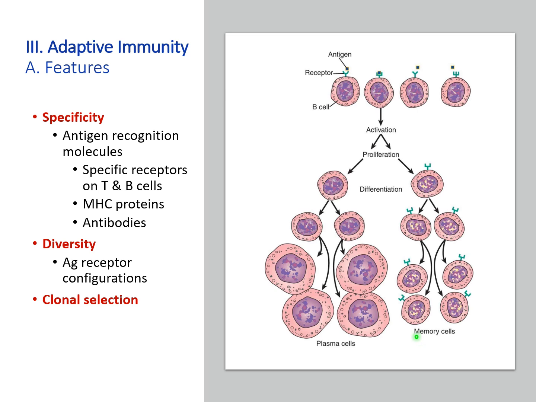When the antigen is encountered again, these cells mimic the reactive specificity of the original lymphocytes that responded to the antigen, and this is the basis for the fourth feature, which is immunological memory.